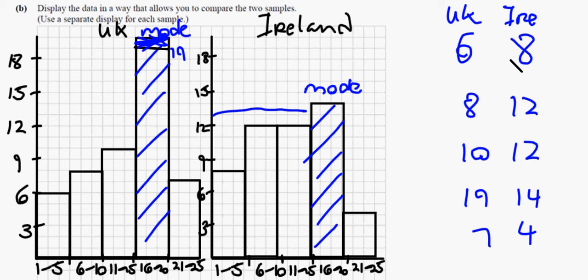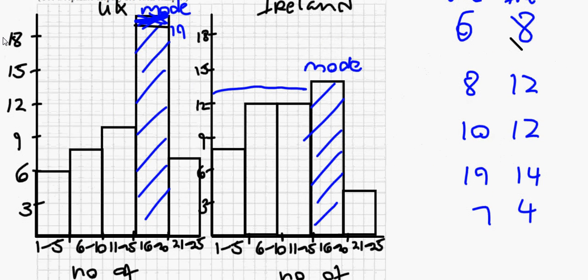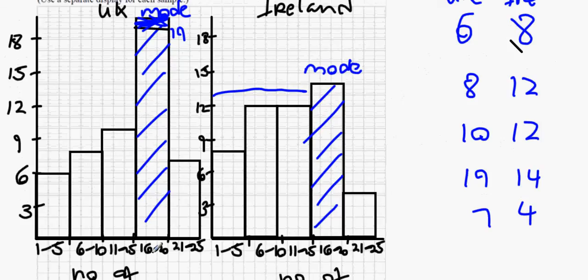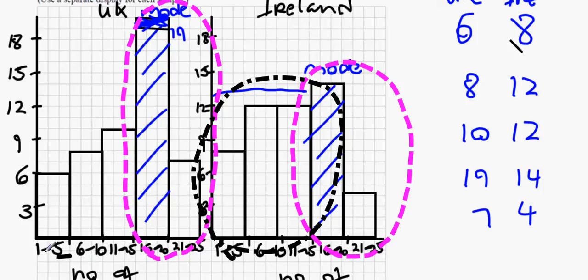Now, is it true there are any differences between the Irish and UK regarding the time they spend on social network sites? Explain your answer. So that could be the answer I'm giving here. In general, people in the UK spend a higher amount of time on the social networking sites, while the people in Ireland seem to spend a lower amount of time on the social networking sites. So you can see that more people in Ireland spend lower times on the social networking sites.